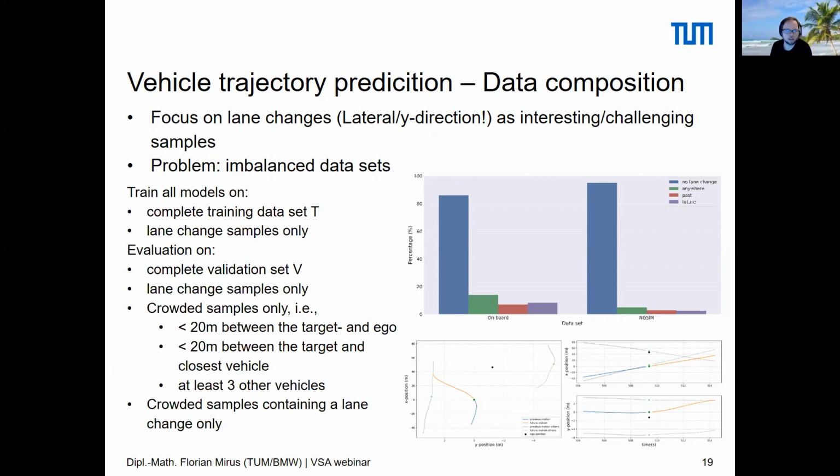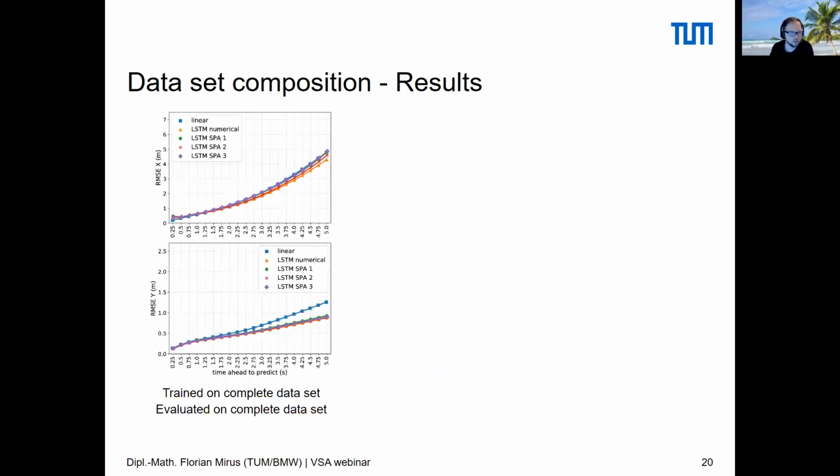So to investigate if this imbalance has an impact on the performance of the models, I conducted the following experiments. I trained all the models on the complete data set and only on the lane changes, and then evaluated those models on the complete validation set, only on the lane changes, on the crowded samples according to the metrics that I've introduced in the previous slides, and on the crowded samples that contain a lane change only. And here the results look a little bit different.